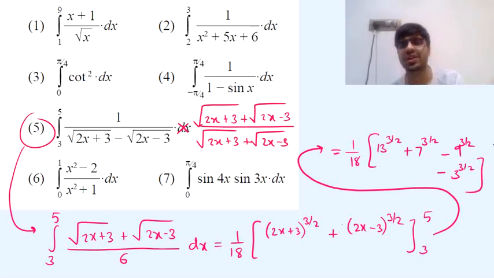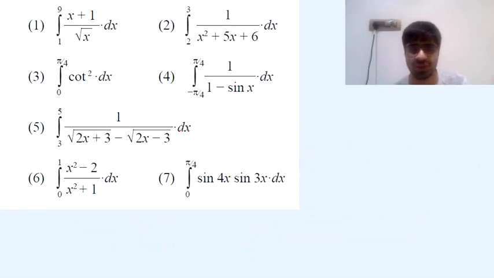So that should be the final answer, that is 1 by 18, 13 power 3 by 2 plus 7 power 3 by 2 minus 9 power 3 by 2 minus 3 power 3 by 2. That's the final evaluation for the fifth integral. And with that we go ahead with the sixth one.